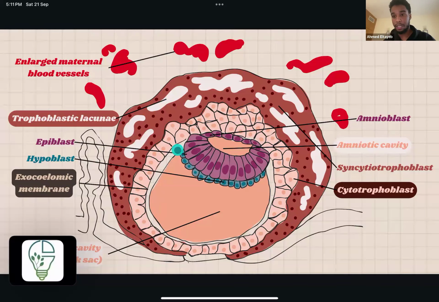Something else you need to know here, the hypoblast. The hypoblast starts to proliferate on day 9 as well. It starts to proliferate and it makes a membrane. It goes down. Why does it go down? Because the epiblast is preventing it from proliferating upwards, okay? So the hypoblast starts proliferating down, and it makes a thin membrane which resembles simple squamous epithelium. This membrane, we call it Heuser's membrane or the exocoelomic membrane.